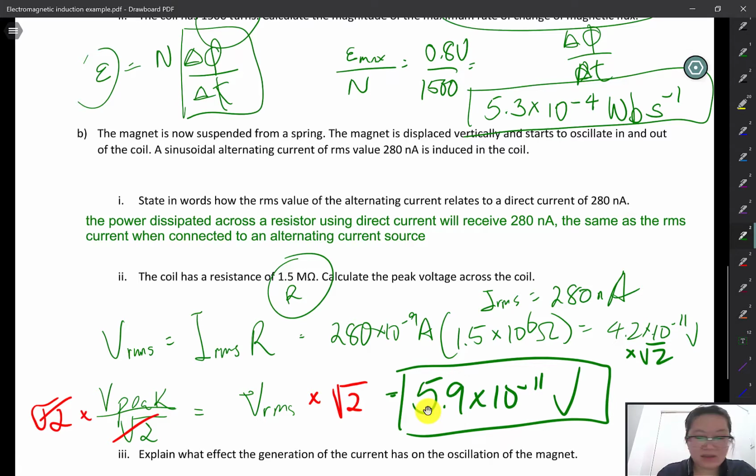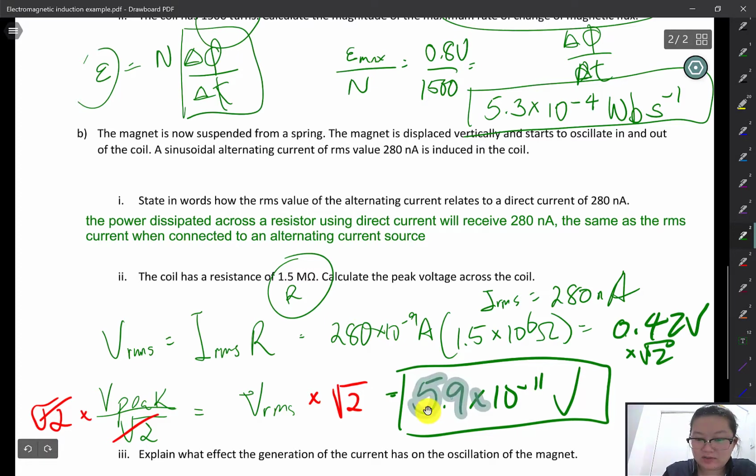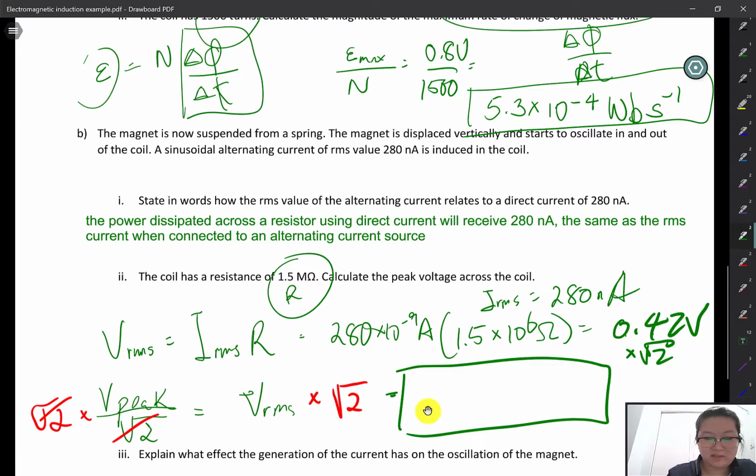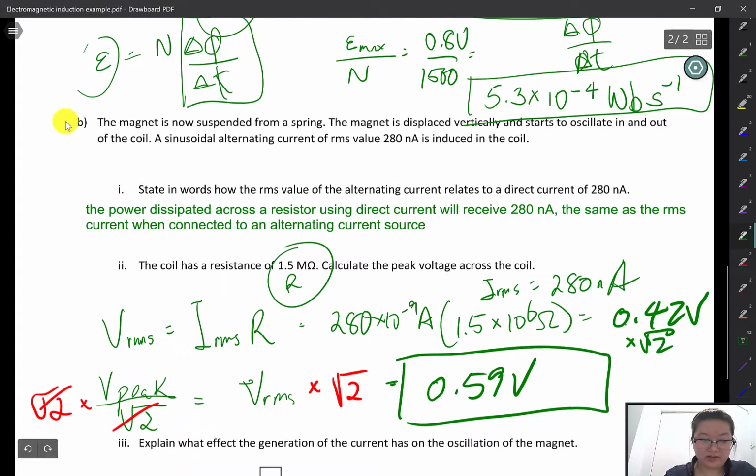I think I made a calculation mistake here. And it looks like this is 4.2 times 10 to the, it's just 4.2, 0.42 actually. So let's do a quick change here. So that is 0.42 volts multiplied by the square root of 2 is going to give us, okay, that's the same. Good. 0.59 volts. Just double checking. Okay? So, there we go.